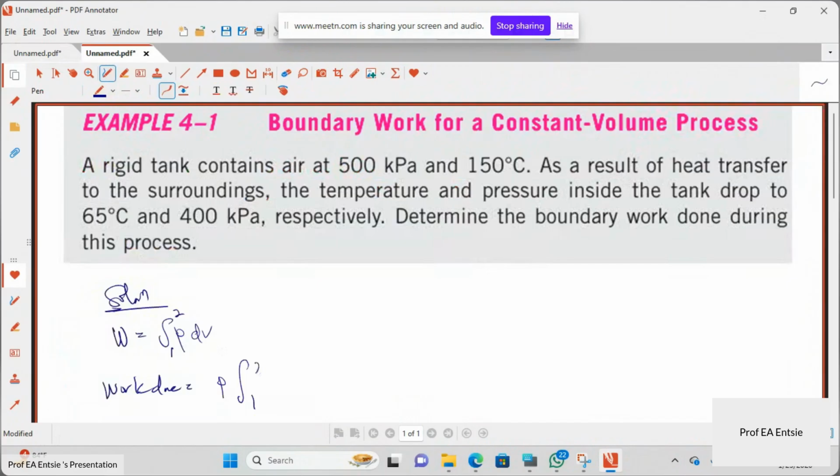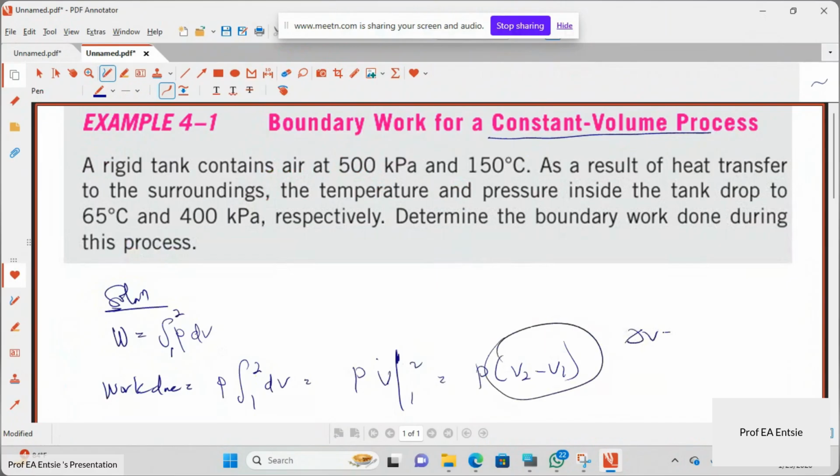If you integrate dV, you get V. Then you apply your limit on it, so I'll get P times V2 minus V1, upper limit minus lower limit. But since it's a rigid tank, there is no change in volume. That's why we said constant volume process. So the change in volume, the one in the bracket, is zero. If the change in volume is zero, you get P times zero.